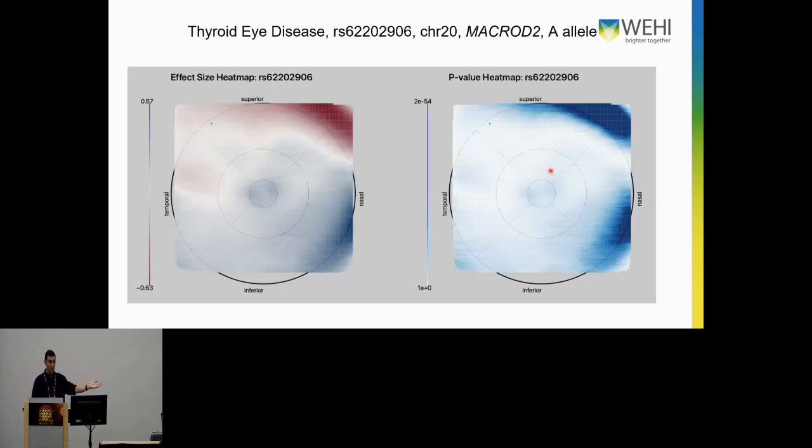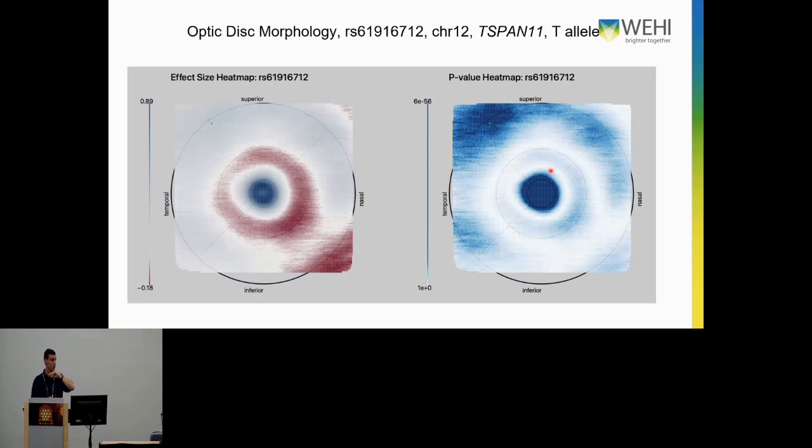For example, you can check other SNPs, such as these SNPs associated with thyroid eye disease, and you can see this really weird effect that divides the superior compared to the inferior quadrants. Or for example, this other SNP affecting optic disc morphology.